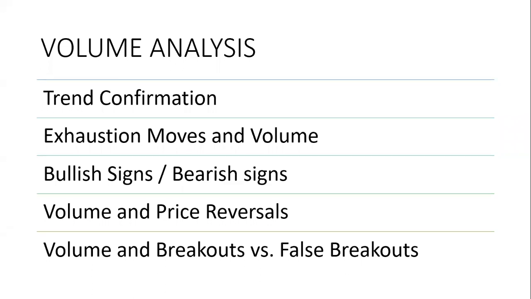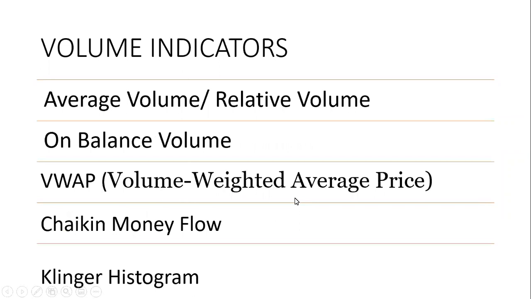We need to be an early bird. Whenever you do any trade, you need to react quickly first. So we will figure out how to find the price reversals, where the volume is slowing down on a day-to-day basis, or for day trading on an hourly basis. Similarly, we have a couple of volume indicators that I'm going to share with you today. Some of them are average volume, relative volume, on balance volume, VWAP, Chaikin money flow, and the Klinger histogram.